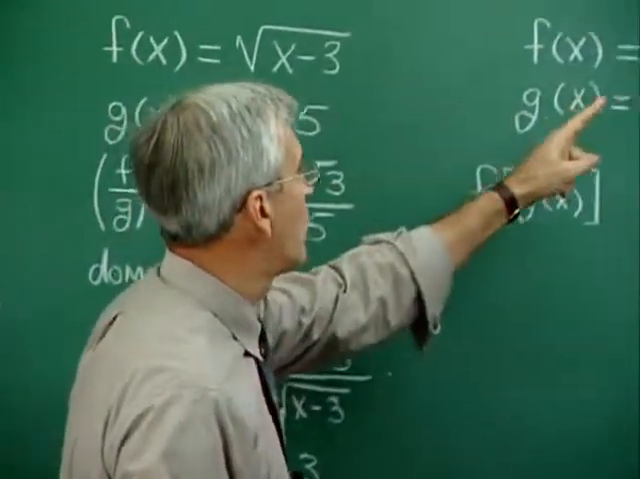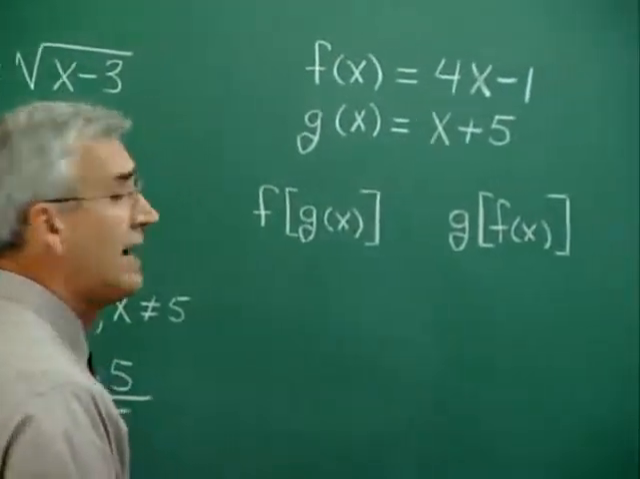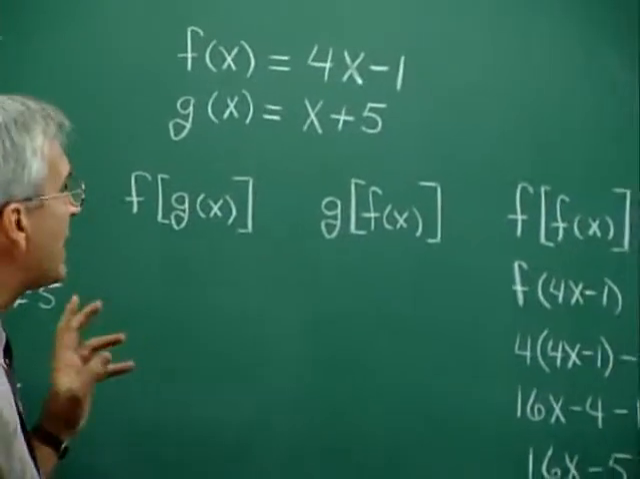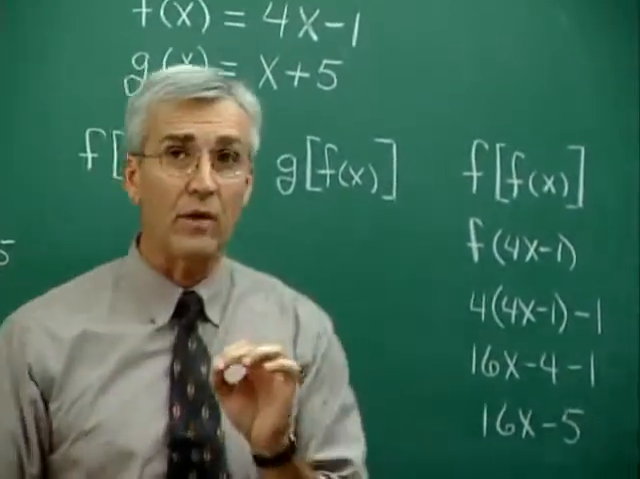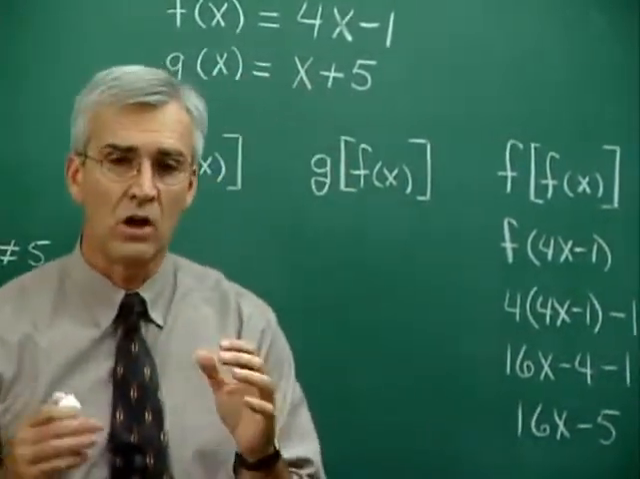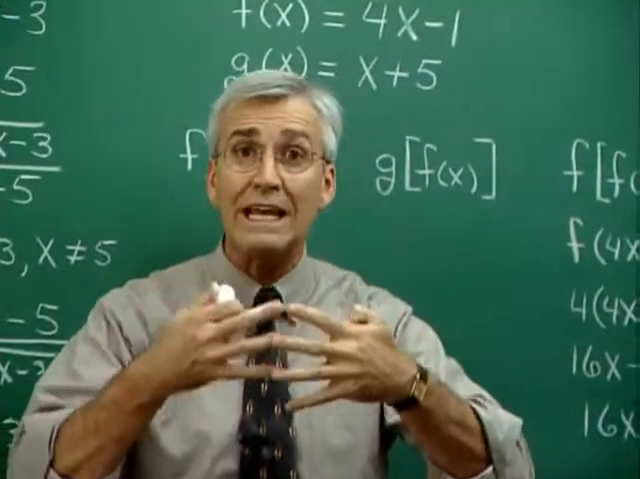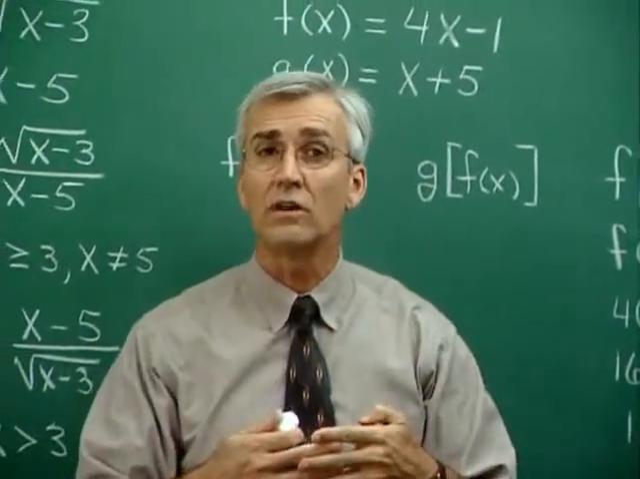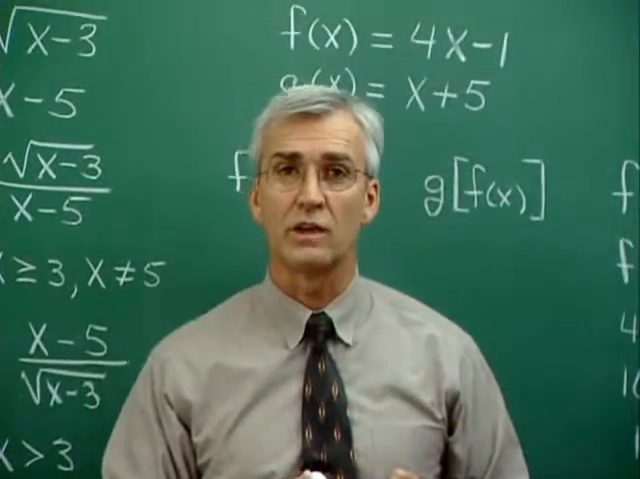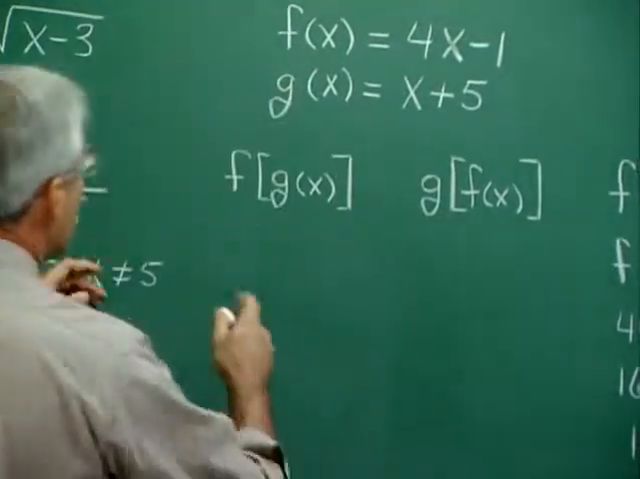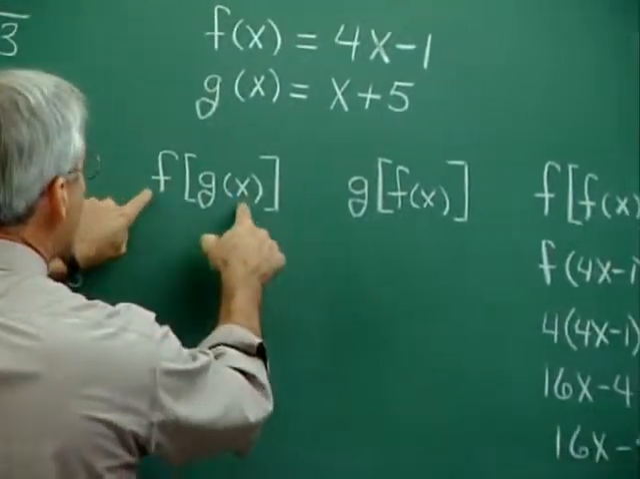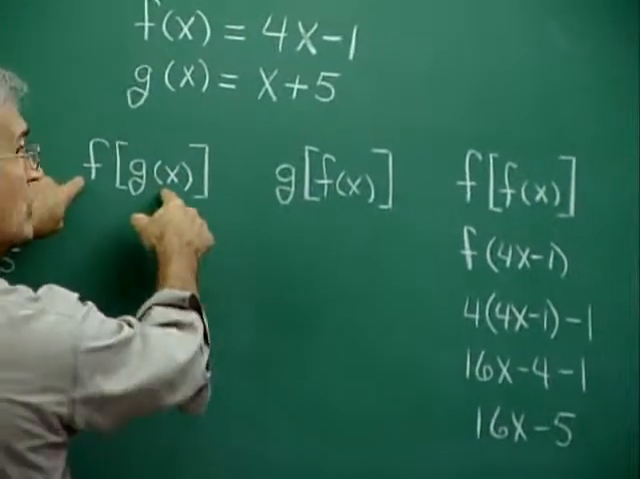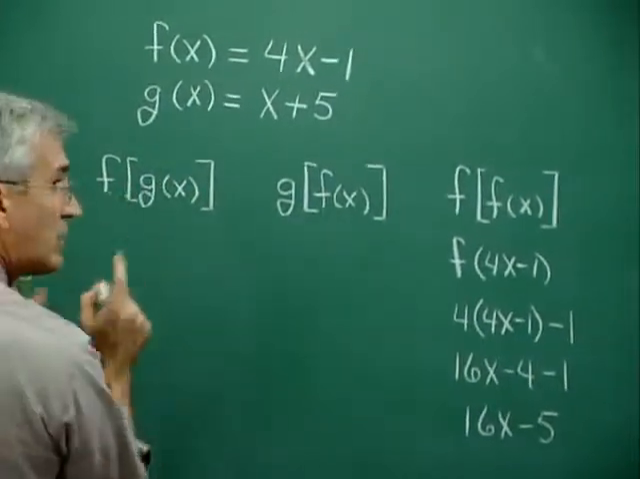Suppose f of x is 4x minus 1, g of x is x plus 5. Now, it turns out that we can actually perform a new operation, where we put one function into another. This is called the composition of functions. And it works like this. The notation is f of g of x. If we're putting the g function into the f function, this is the notation.